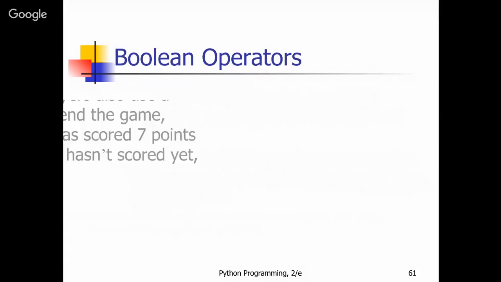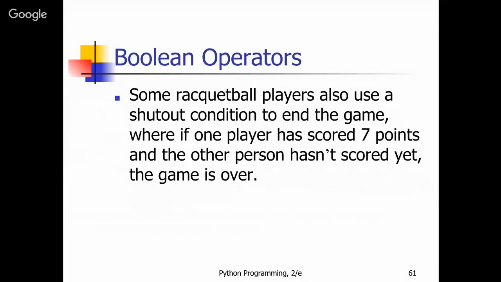So it turns out that there is an additional rule in the field of racquetball, in case any of you are racquetball players, which is that if one player has scored 7 points and the other one hasn't scored anything yet, then the game is also over. So now we have to consider the game will be over if one or the other scores 15, or one of the players has scored 7 points, whereas the other one has scored 0, less than 7.